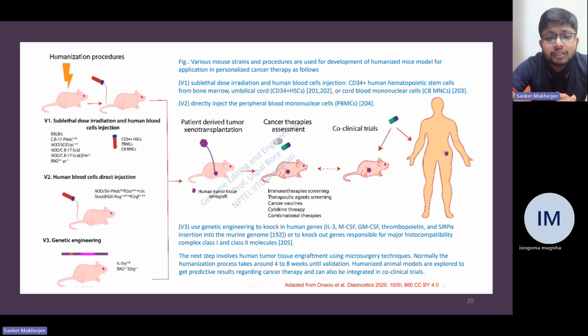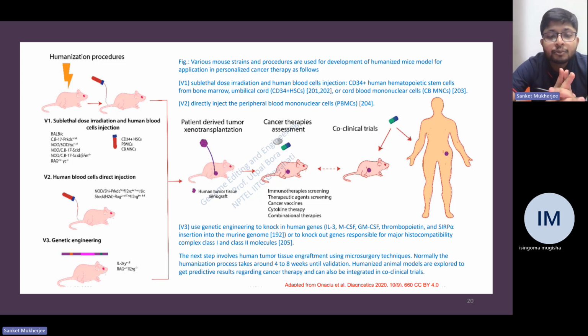Then there is the use of genetic engineering to create knock-in human genes. So basically, we want human genes to be functional in mice. That is also preferred, like in the case of interleukins, cerebrospinal fluid, thrombopoietins, and others. Then the next step involves human tumor tissue engraftment using microsurgery techniques. Normally, the humanization process takes around 4 to 8 weeks until validation.